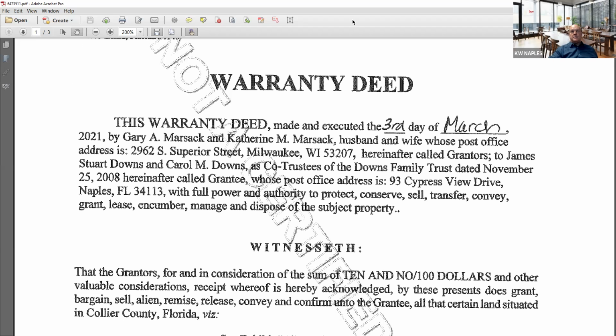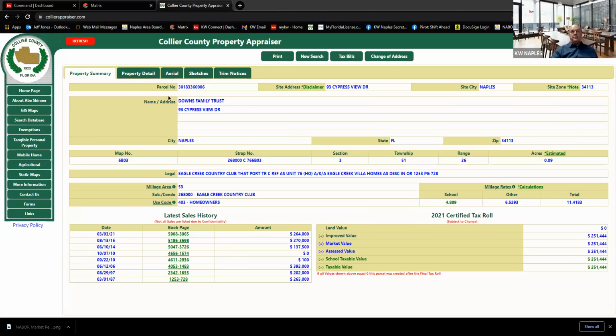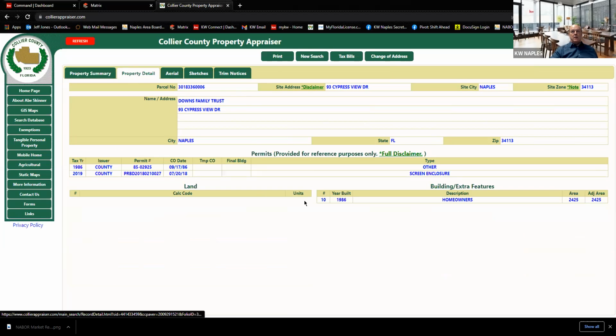So I always like to take a look at the warranty deed, and the warranty deed's given me quite a bit of information here. So that when I go back to look at the property appraiser site, now I've established ownership. What else do I know here? I know if I look at the property detail, I can see that in 2019, there was a permit to add a screen enclosure.